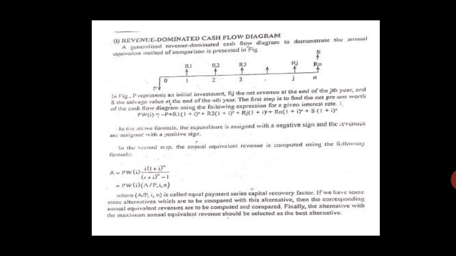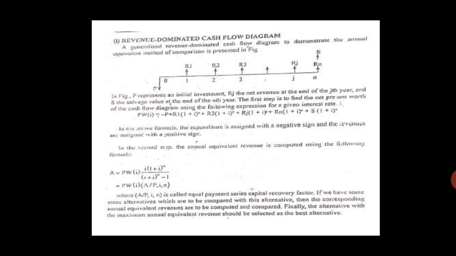The first step is to find the net present worth of the cash flow diagram using the following expression for any given interest rate i. So again, interest rate is very important. For the given interest rate i, present worth PW(i) is equal to minus P, because the initial principal I am investing now is an outflow, so it is minus, plus R, the net revenue for that particular year: R1(1+i)^-1 + R2(1+i)^-2 + ... + Rj(1+i)^-j + ... + Rn(1+i)^-n + S(1+i)^-n.